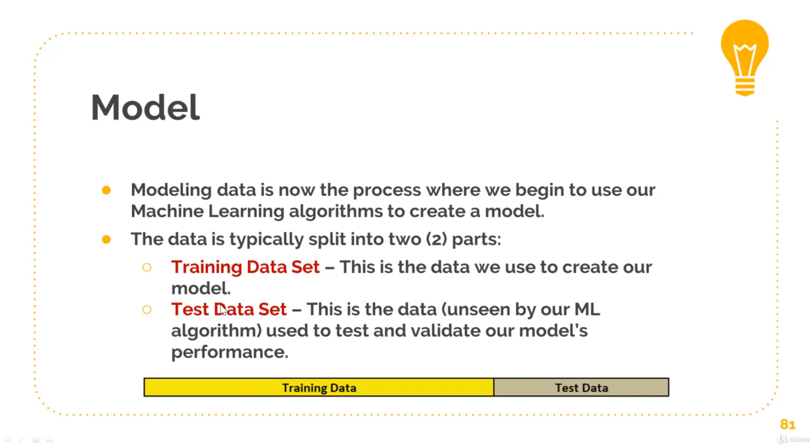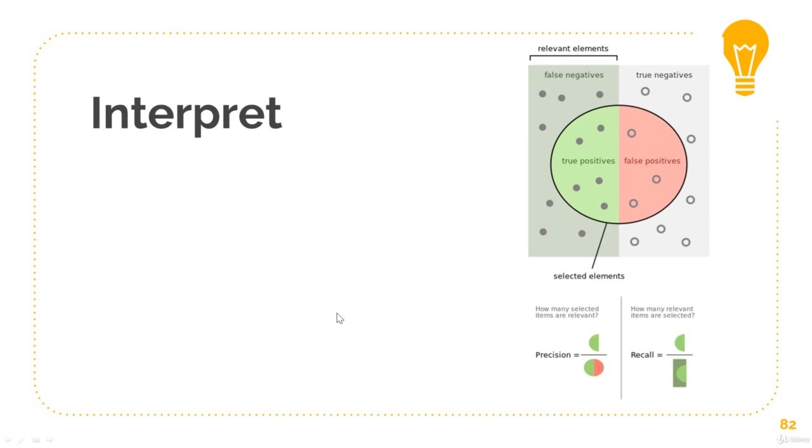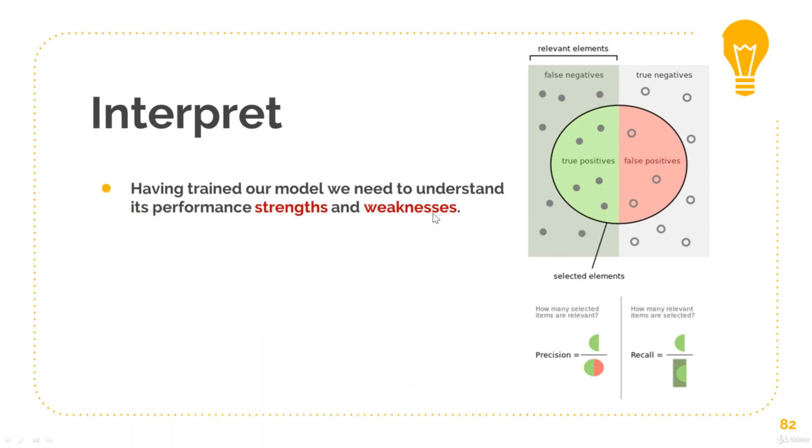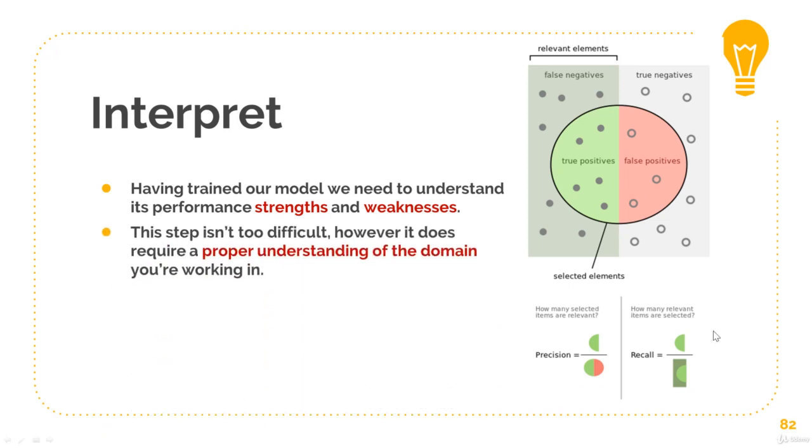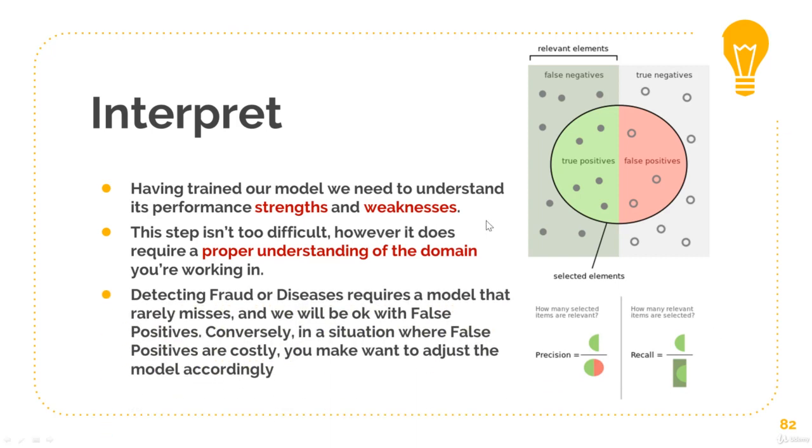This is a critical step right there. We train on one set of data and we test on another to validate its performance. And then we have to interpret the performance. There are a lot of metrics here. I won't explain this diagram, but I will explain it later on in the course. Basically, we need to know the model's strengths and weaknesses. We need to have a proper understanding of whether this model is applicable to the domain we're working in, and if not, or if it is, what we can do to make it better. And we also need to know how to communicate its effectiveness to the people who are using the model.